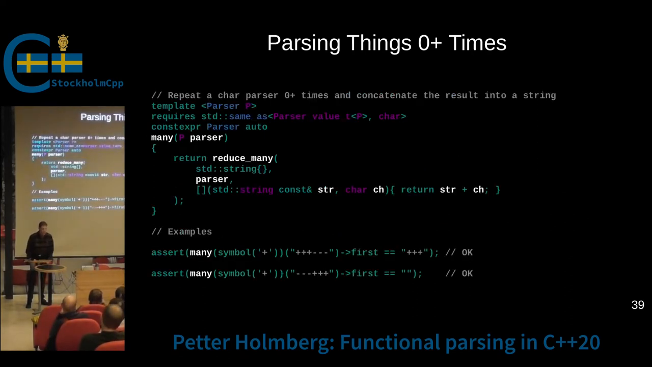So we can make a little helper function for this too, which is special. This is just for the character parser. So I call it many. Many will start with an empty string, parse with our character parser, and with this little lambda here, the third argument will concatenate the result into a string. So now we can parse, for example, many symbol plus. That will give you a parser that parses three pluses from the beginning. If there's no pluses, we'll get the empty string. Okay, so we can parse many things now.